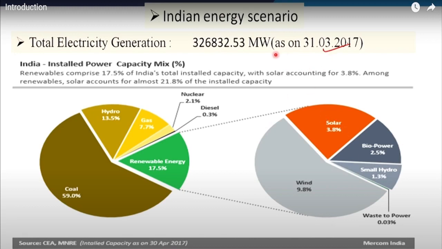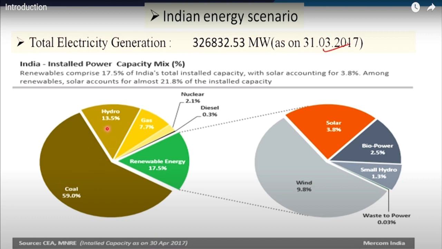So in India, the total energy generation amounts to somewhere around 326,832.53 megawatts. Basically, somewhere around 326.8 gigawatts of energy is being generated in India. And of this, more than half of the energy generation comes from coal, in thermal power plants, and so on.